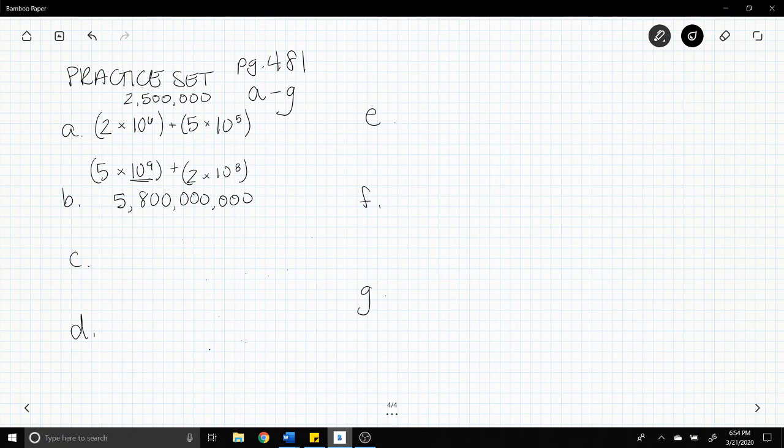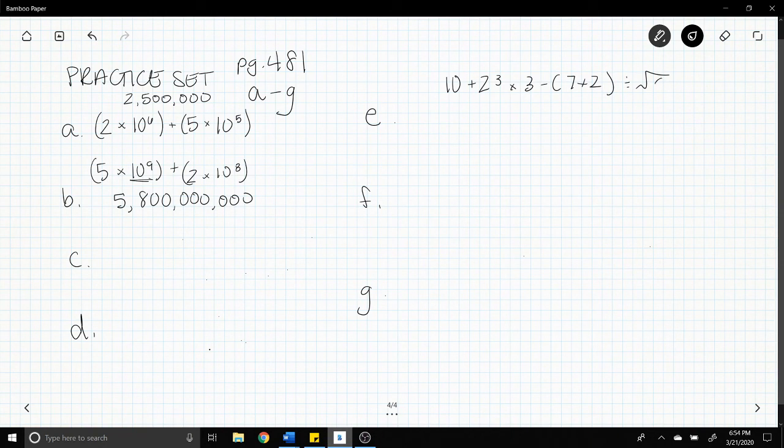Letter C, simplify. So they're asking us to use order of operations, and maybe I'll work this problem over here. 10 plus 2 cubed times 3 minus 7 plus 2 divided by the square root of 9. I didn't give myself enough room. So this is a plus sign, even though it doesn't look like it. So order of operations, PEMDAS. What do we do first? Parentheses.